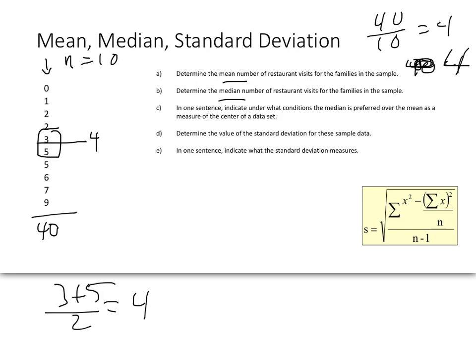We're going to have 5 points below that and 5 points above, and that is our median. Now if it will let me, I'm going to erase that and put it in another spot because we need to use it. Okay, so our median is 4. Median and mean are 4 here.